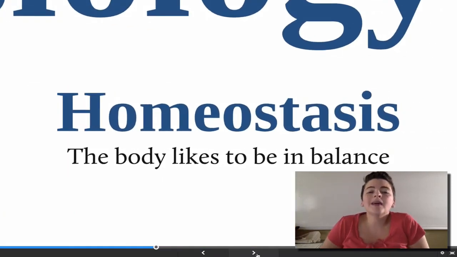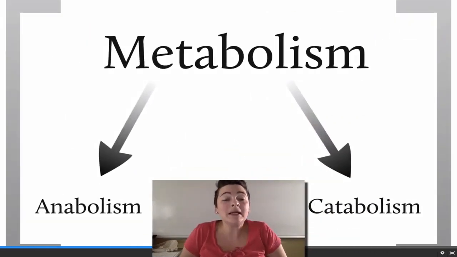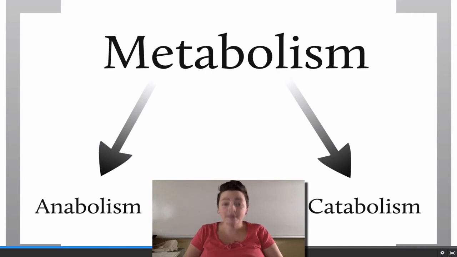We're going to be looking at homeostasis. Homeostasis is being in balance. The body likes to be in balance. We don't like to go out of normal ranges. So homeostasis is when the body maintains its normal state. In order to maintain its normal state, many reactions happen throughout the body. Metabolism is all of those reactions in the body put together. There are 2 general types of reactions that happen with metabolism.